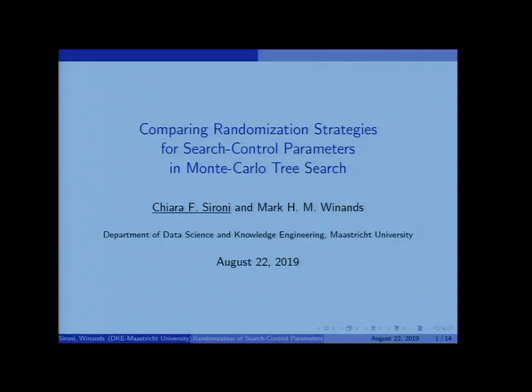I'm Chiara and I'm from Maastricht University, and today I will try to convince you that sometimes it's actually a good idea to randomize the parameters that control the search when playing games. In this case, we're focusing on Monte-Carlo tree search.